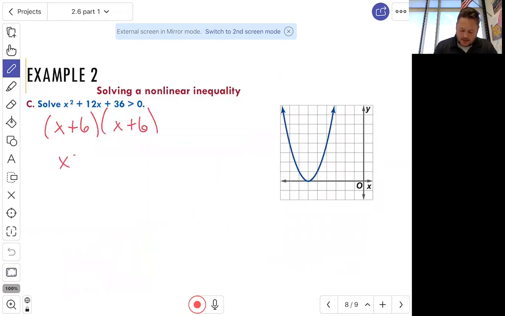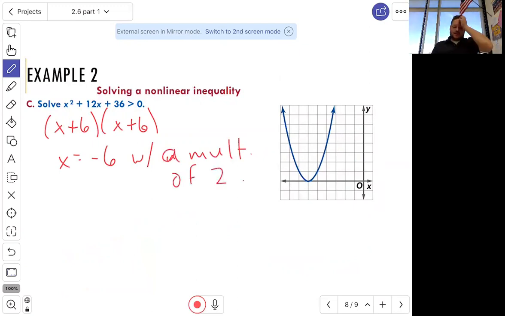So I have x equals -6 with a multiplicity of 2. Now you don't need to tell me that, but if you think about from earlier, whenever we have an even multiplicity, remember that the graph is just going to touch and not actually go through. So now I got to ask myself, where is this function greater than 0? Well, it looks like it's greater than 0 pretty much everywhere, except right here, it's not greater than 0, it's equal to 0, right? So that cannot be part of our solution.